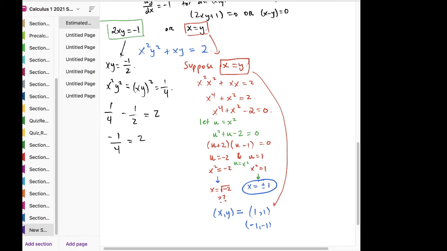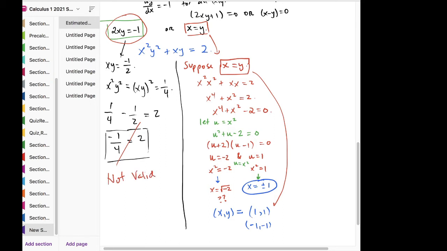Huh? What does that mean? It is not a valid case. Good. That doesn't mean you did something wrong. That just means that this case is not valid. Not valid. That's good. So in other words, 2xy is never equal to negative 1 in this graph. So that means that this is our only solution.